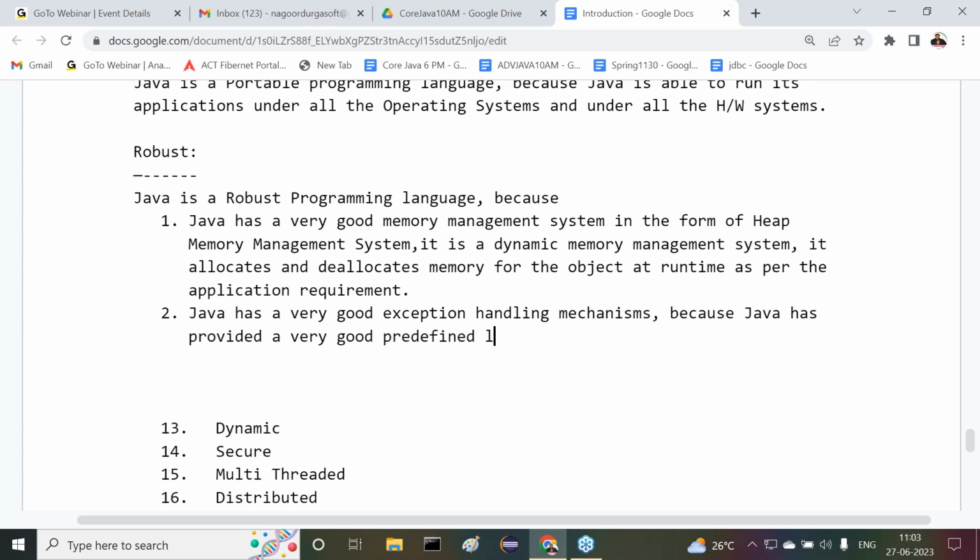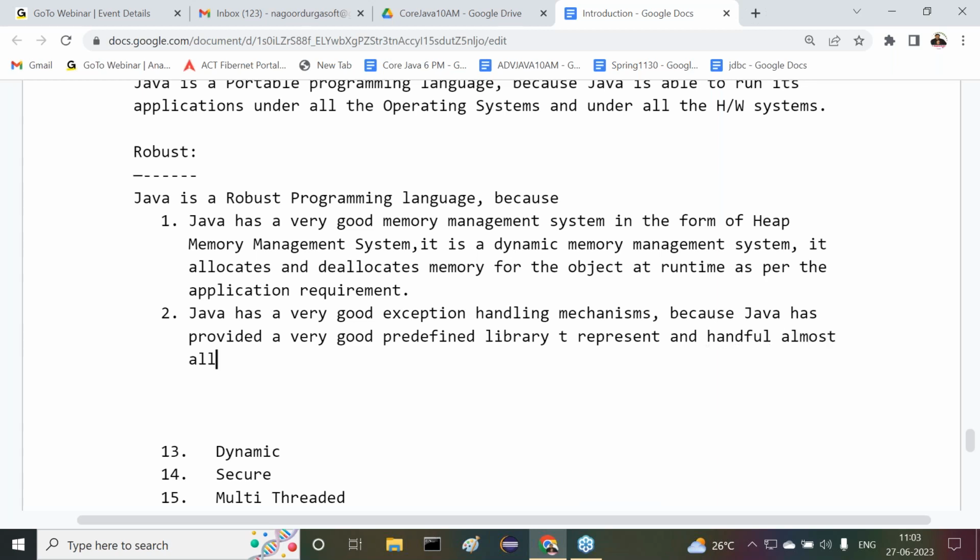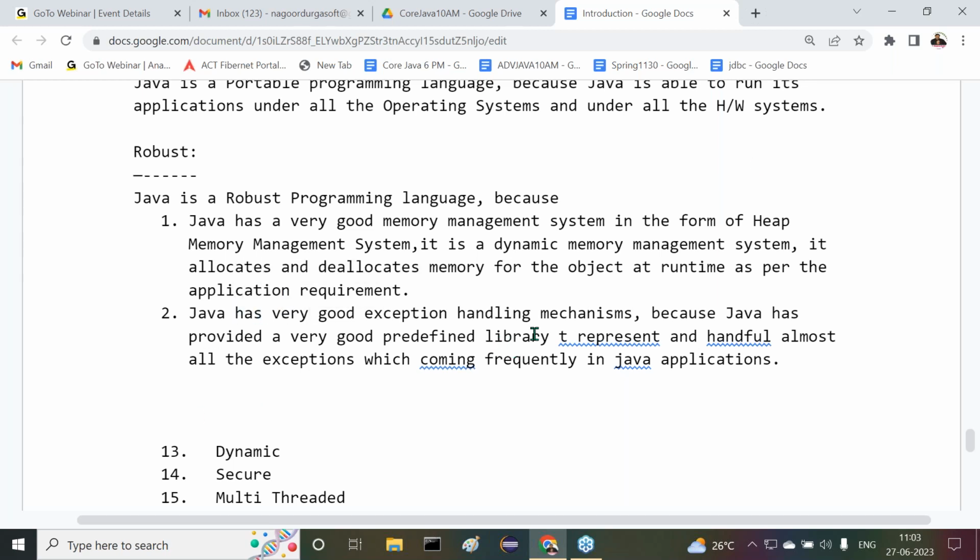Java has provided a very good predefined library to represent and handle almost all the exceptions which are coming frequently in Java applications. That's it, not more than this. They are the simple two points we can understand here. Java has very good exception handling mechanisms.